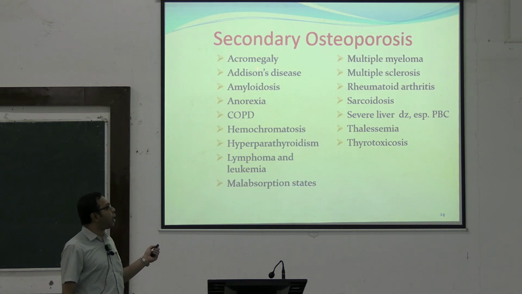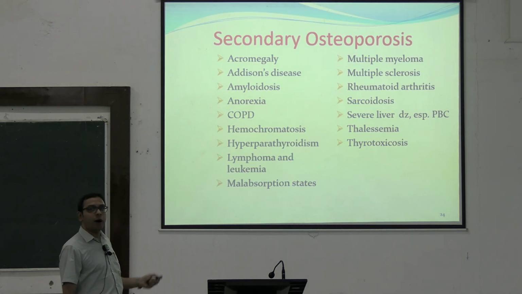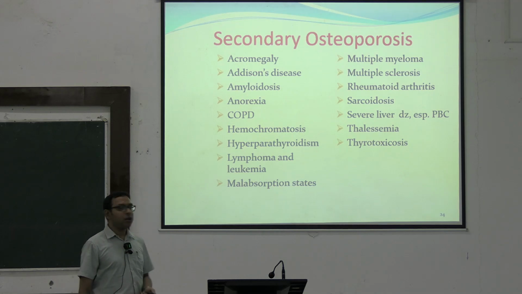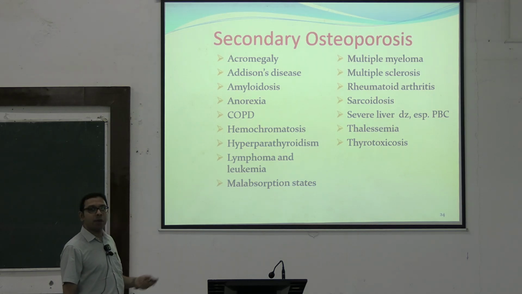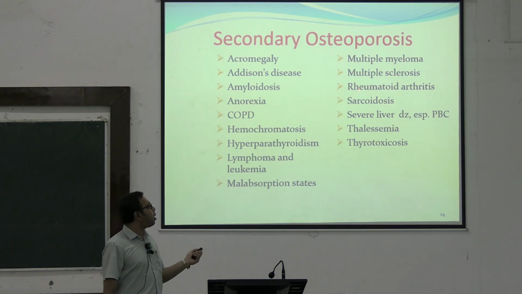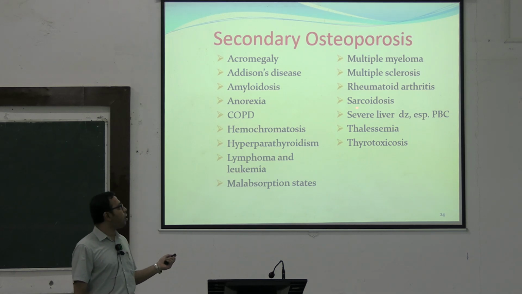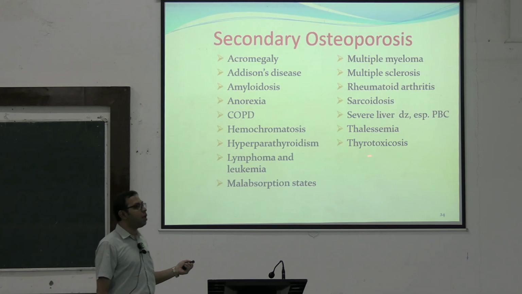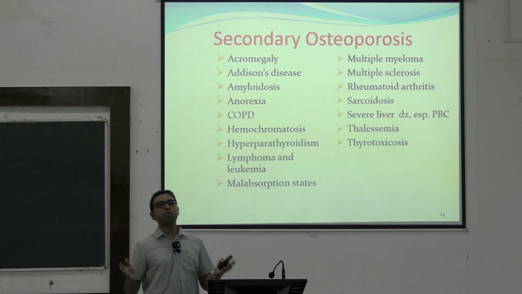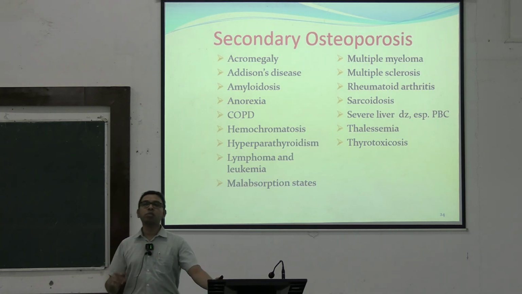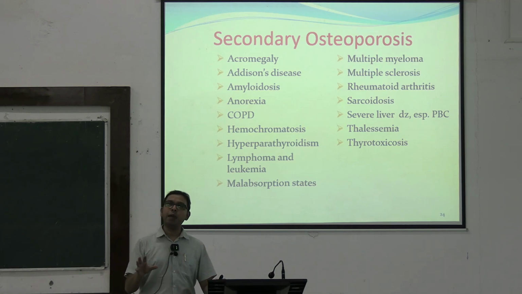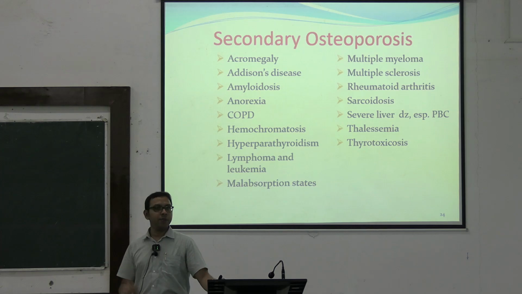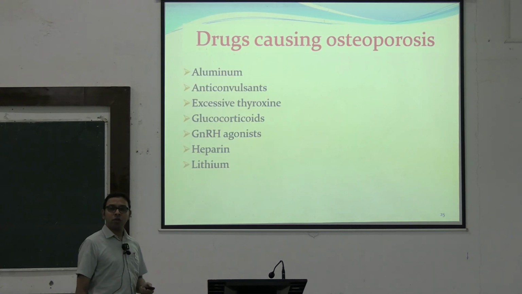Like acromegaly, Addison's disease, amyloidosis, anorexia, COPD, hemochromatosis, hyperparathyroidism, lymphoma, leukemia, malabsorptive states, multiple myeloma, multiple sclerosis, rheumatoid arthritis, sarcoidosis, severe liver disease like primary biliary cirrhosis, thalassemia, thyrotoxicosis. So there are different types of diseases that mainly lead to secondary osteoporosis. Both primary and secondary can develop, and we have to treat them in more or less a similar fashion.